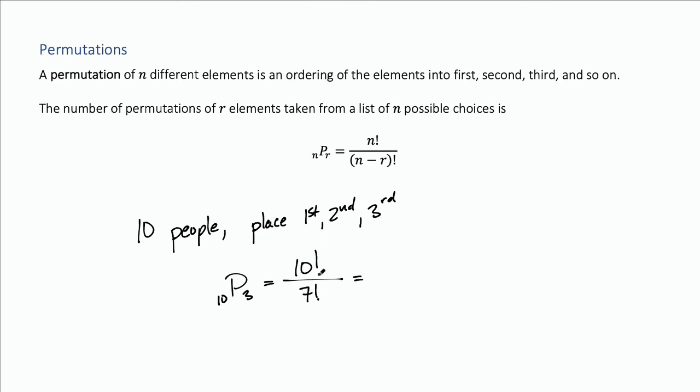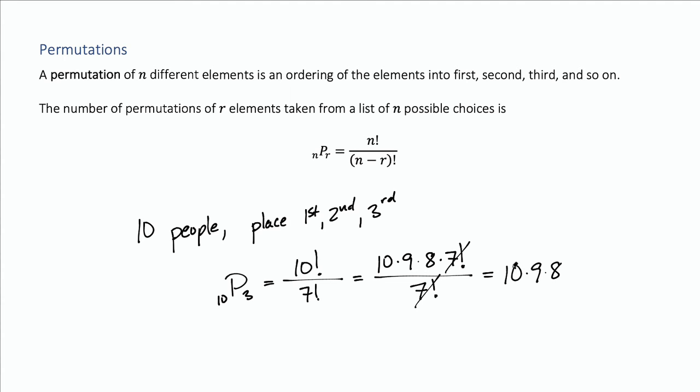And note that if I start to simplify this, okay, 10 factorial, that's 10 times 9 times 8, and I go all the way down. But from 7 all the way down is 7 factorial. And so if I just leave it like that, then I can cancel those factorials. And we get 10 times 9 times 8.